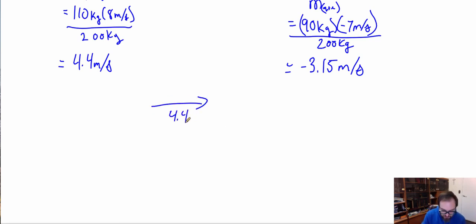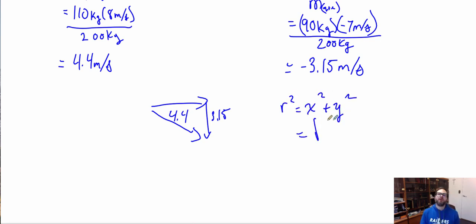So my x is 4.4 and it's positive, so I'm going to be going to the right. My y is negative, so it's going down at 3.15. So I want to figure out what is my resultant here. To do this, we're going to have r squared is equal to x squared plus y squared. And we want to isolate for r, so I'm just going to square root everything. And when I do that calculation, I'm going to end up getting a total of 5.4 meters per second.